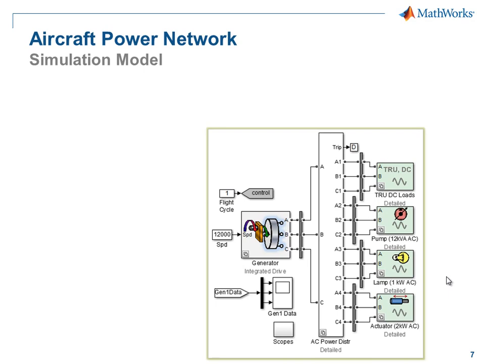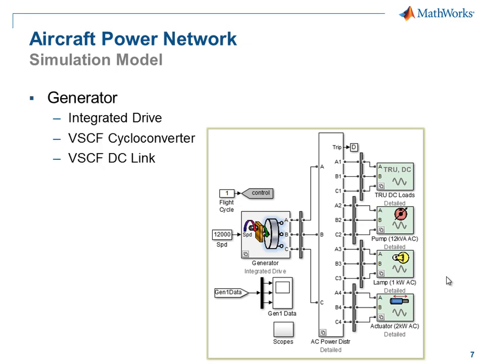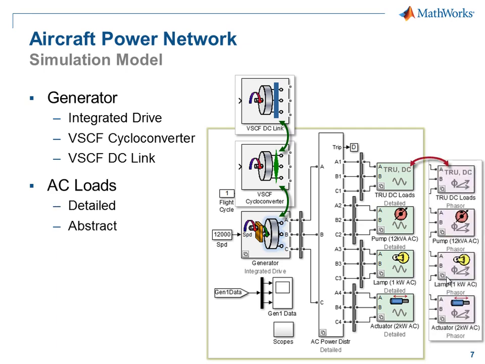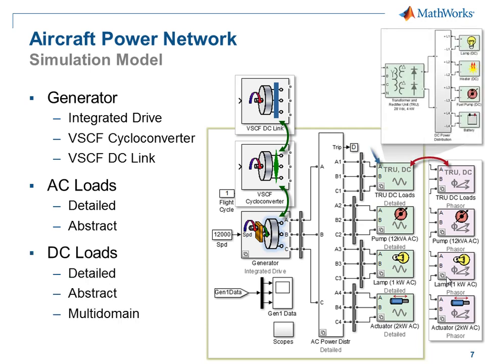Here is the model that we're working with. We have created multiple variants for each component in the network. We will select which variant to use based on the task that we're performing. As we are exploring power generation options, we can substitute in an integrated drive generator, a variable speed constant frequency generator with a cycloconverter, or with a DC link. We can use an abstract or a detailed version of the AC components on the AC network. Similarly, for the DC network, we can use a variant that is detailed, abstract, or one that includes effects of other physical domains, such as mechanical, thermal, and hydraulic. I'll now switch over to the model so you can see how this is done.